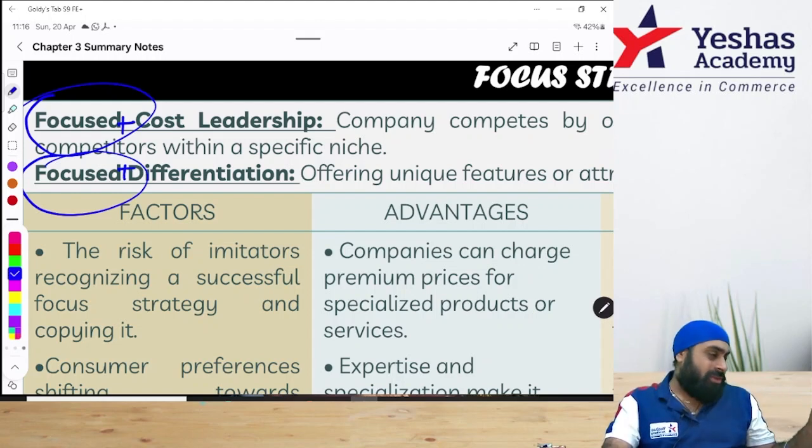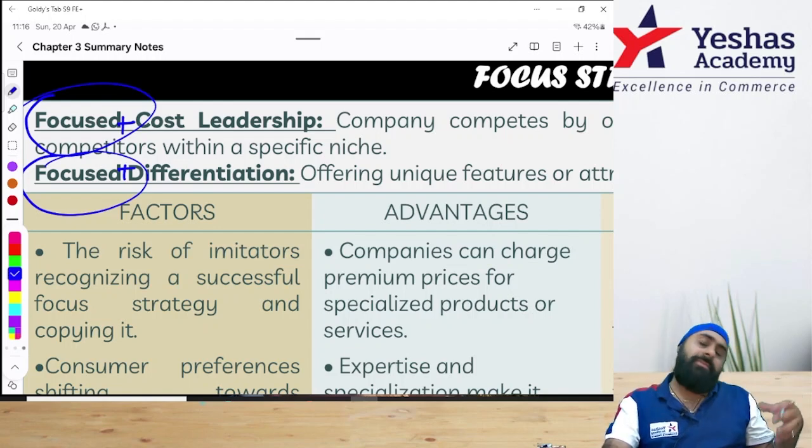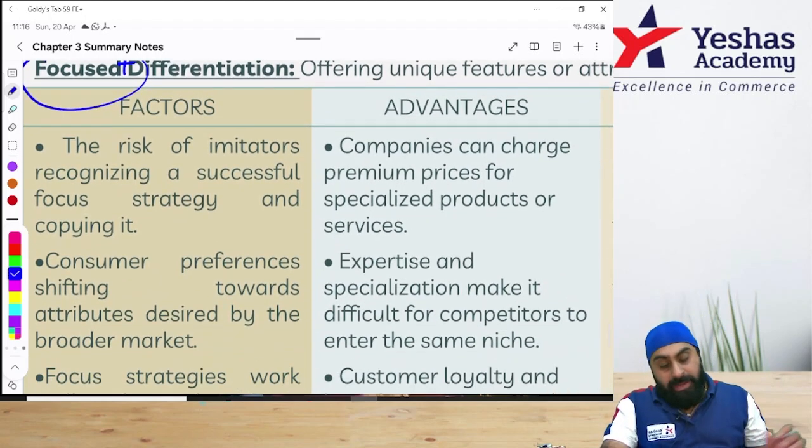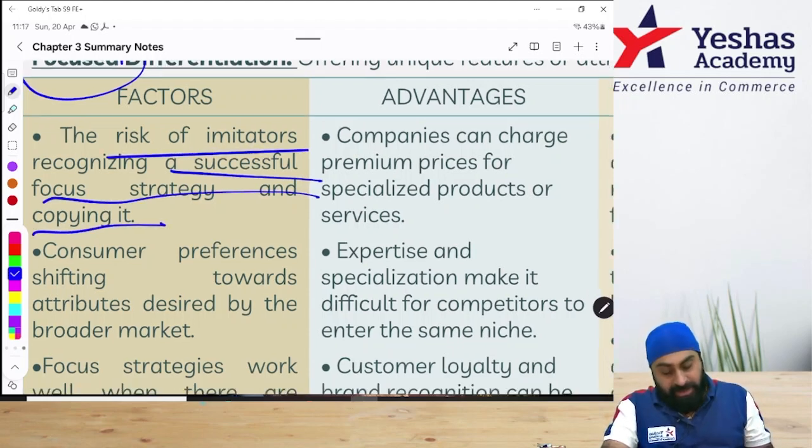Because if you focus on a small segment of the market, big companies are not interested to focus only on a small segment of the market because you will not be able to generate economies of scale. You will not be able to generate more money. So what they do is they focus plus cost leadership or focus plus differentiation. Now, this is a successful focus strategy and copying it is difficult.